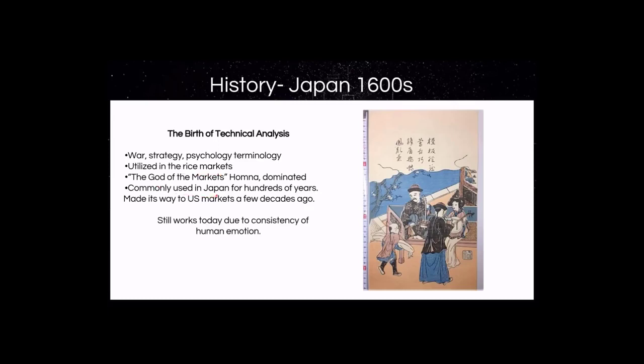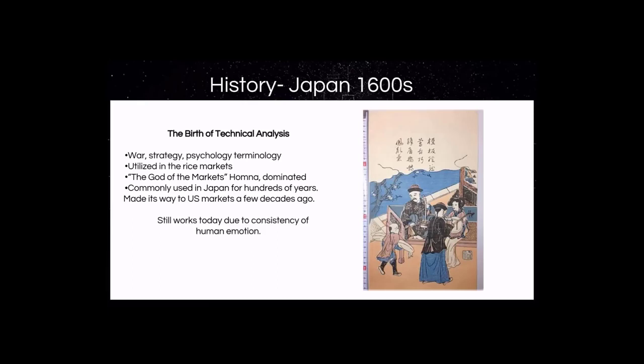So it was used in Japan for hundreds of years. It didn't make its way to the U.S. markets until about the 1970s. So all in all, it's fairly new to the U.S. markets. 40 years certainly seems like a long time, but when you're talking 400 years back in Japan, you can see that we're a bit behind the game here in the U.S. But you can see that it is certainly catching on. A lot of traders are utilizing it, and it's becoming more and more popular as more and more people see the benefits of this trading style.